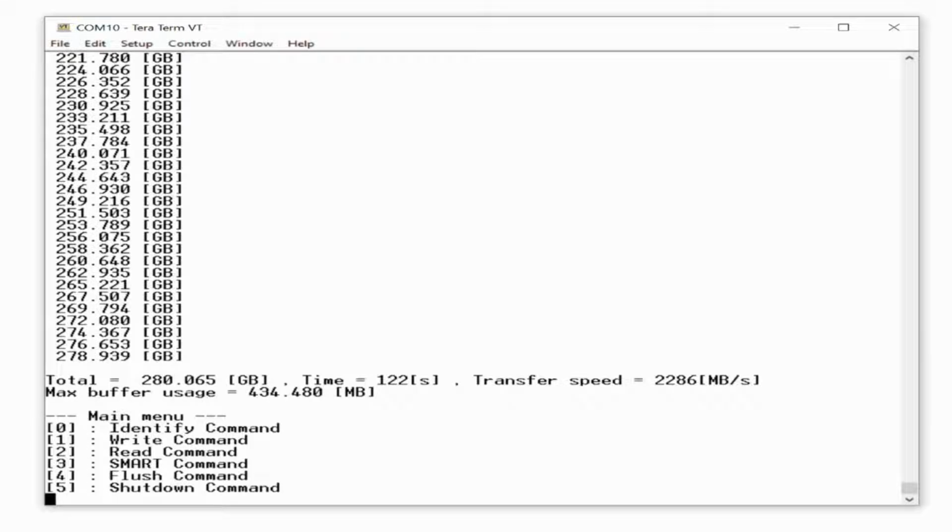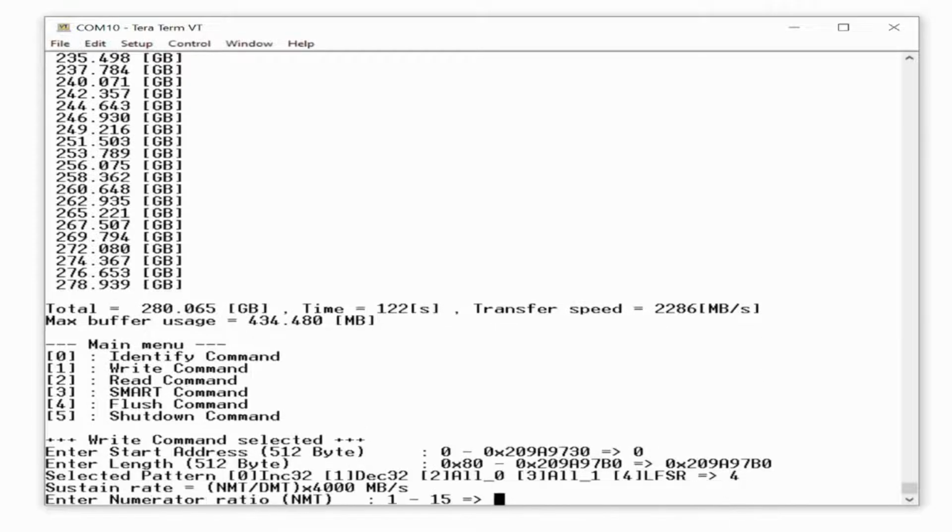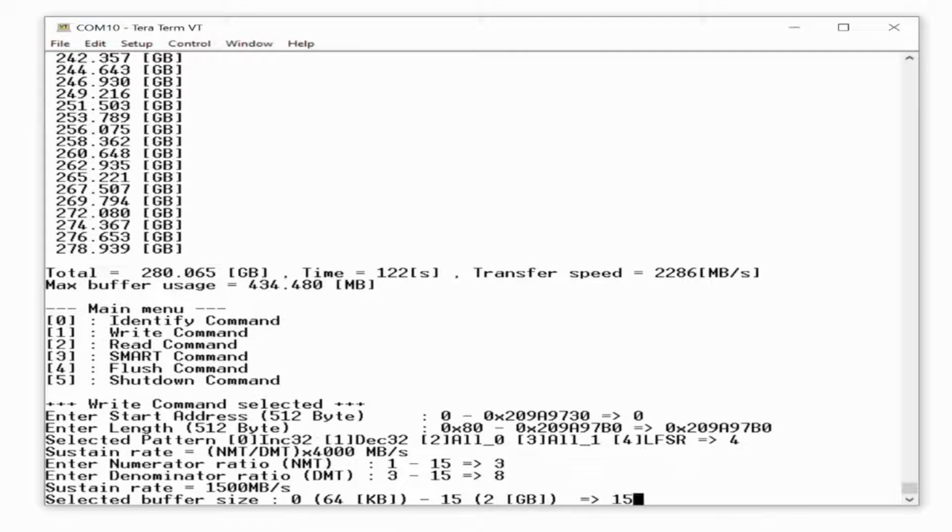Here, 280 GB of data is written with a linear feedback shift register pattern. The transferred data size is displayed every second. When the write is completed, the transferred data size, execution time, write speed, and maximum DDR usage are displayed. At a write speed of 2285 MB per second, the Intel 900P needs a DDR size of about 434 MB. Now we reduce the speed to 1500 MB per second. The DDR usage is reduced to 371 kilobytes.